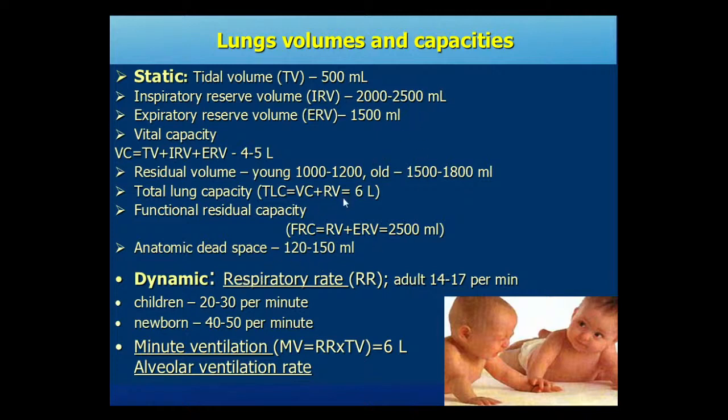These are the static volumes and capacities of the lungs, and the dynamic parameters, dynamic volumes, such as respiratory rate, just as in heart activity we use heart rate. Here we have respiratory rate, which in adults can be 14 to 17 cycles per minute. In children you can see more, and in newborns again more. It's minute ventilation.